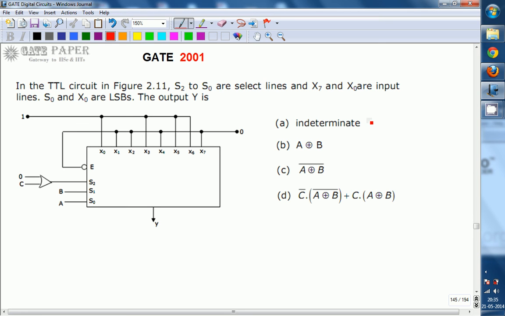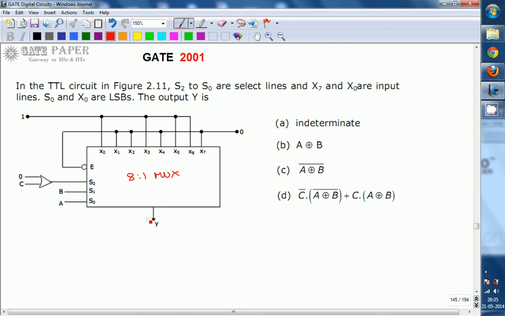Hello, we are discussing the GATE 2001 ECE paper, and this question is related to digital circuits. In the TTL circuit shown in the figure, S2, S1, S0 are select lines and X7 to X0 are input lines. This is an 8 to 1 multiplexer. It has 3 select lines and 8 input lines, 1 output.